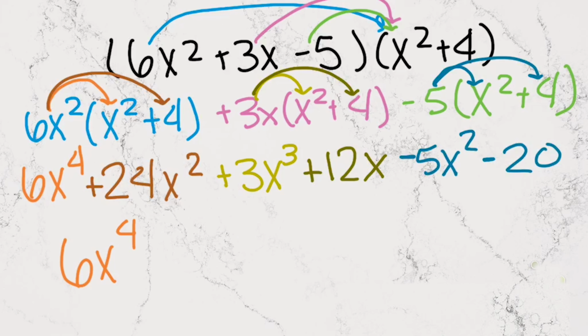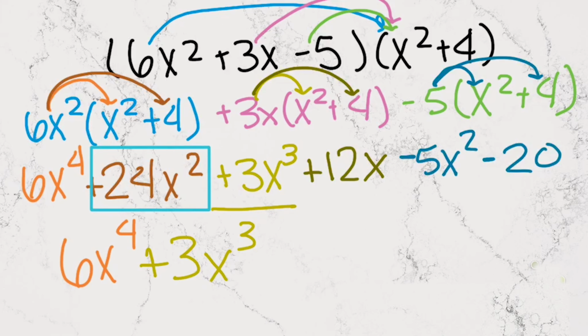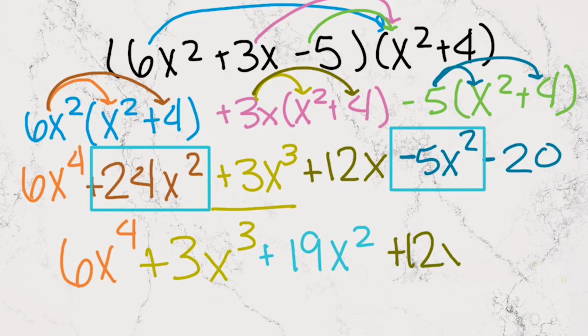1 x cubed, and it's the only one, so bring that down as is. Now let's look for my x squared terms. 24x squared, negative 5x squared. When I combine those, 24x squared minus 5x squared, I'll get 19x squared. And then I don't have any other x term, so I get a plus 12x, and then there's no other constant either. So that's a negative 20.